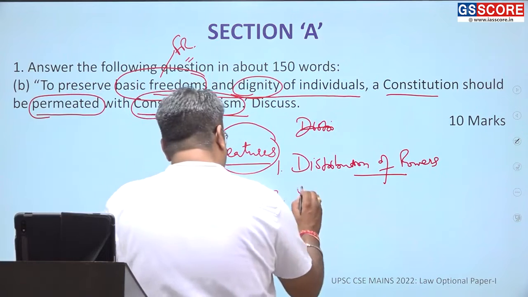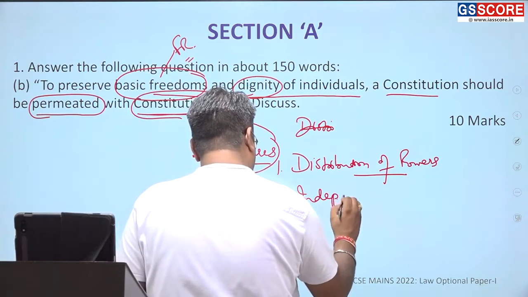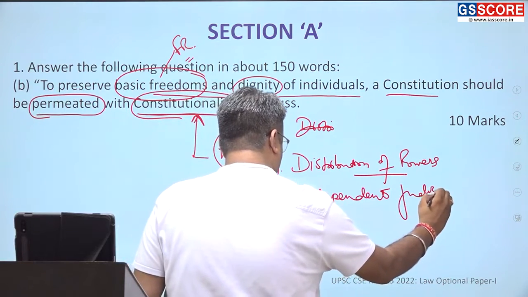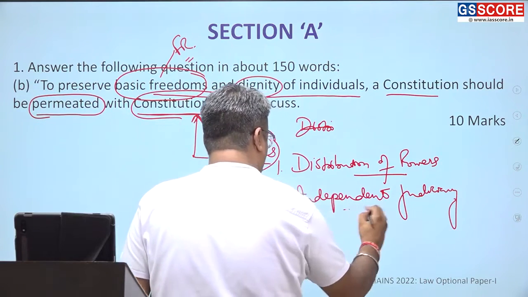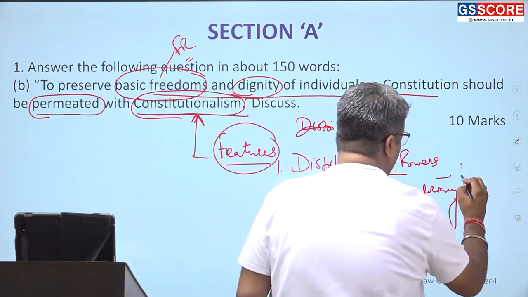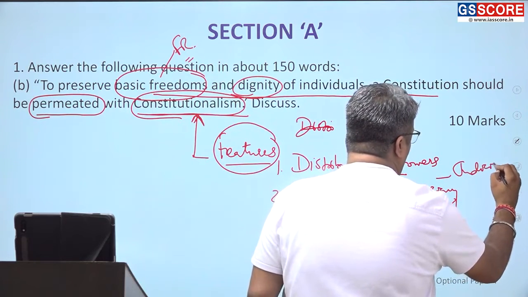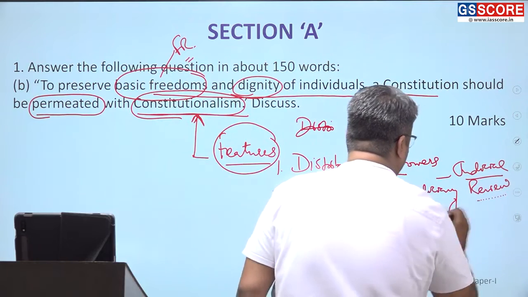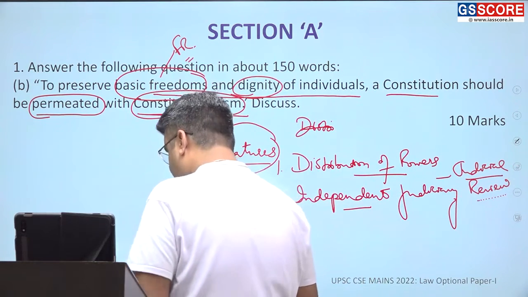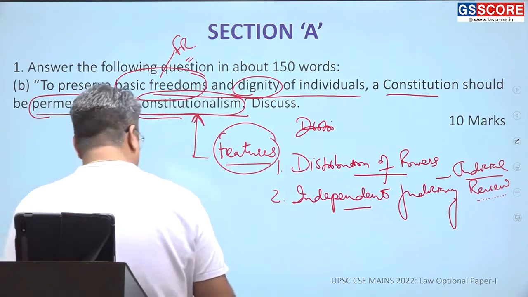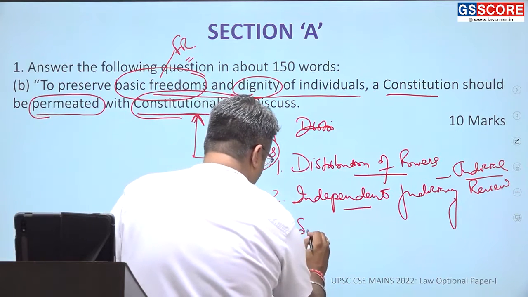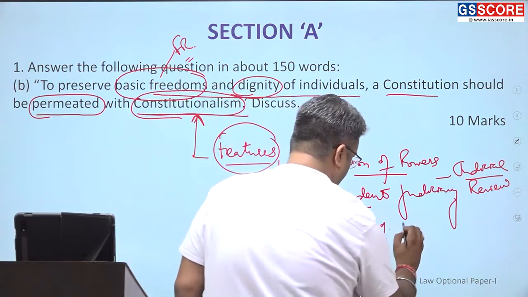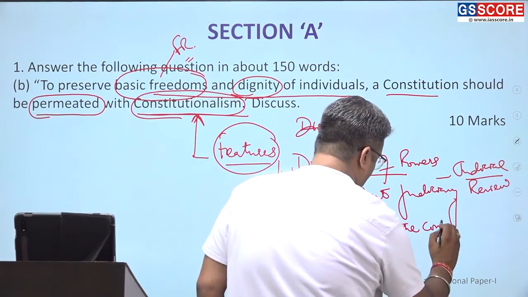Then the independent judiciary, and more specifically, you should mention also about judicial review. That all kind of laws made by the parliament, they are subject to the judicial review as well. Then you can also mention about the supremacy of the constitution.